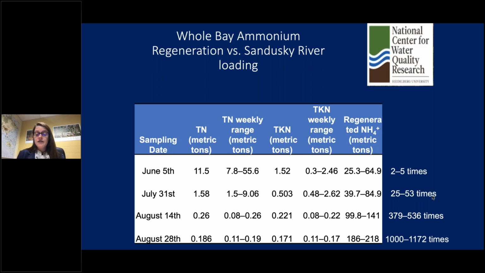And by the end of August, when everything is in super bloom, competitive, dying off, sclerotic mode, the amount of regenerated nitrogen accounts for more than 1,000 times what's actually coming in, because there's so little water actually coming in through the Sandusky River at that point. So I think that this is a more extreme version of the Western Basin, right? Because it's a smaller river and it's more enclosed, but I think it nicely illustrates that importance of internal resupply of nitrogen to maintaining a harmful algal bloom.